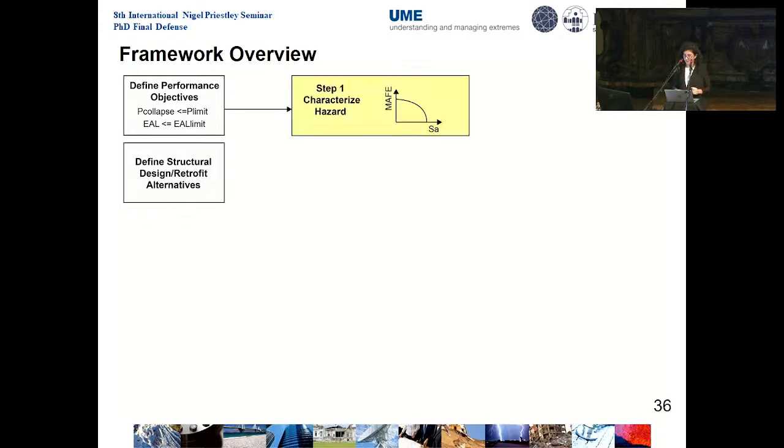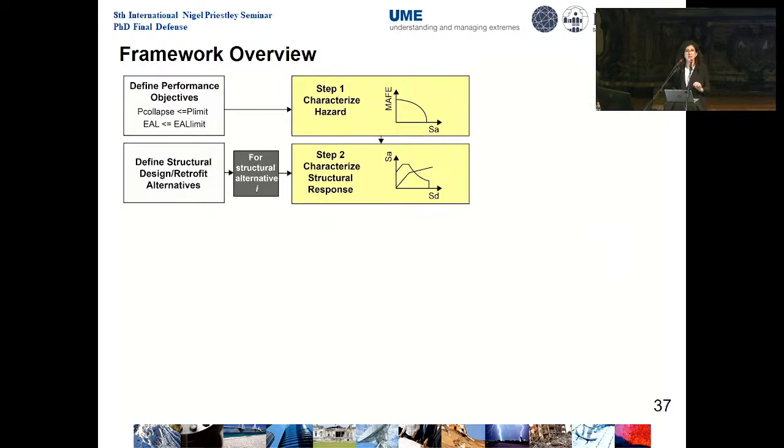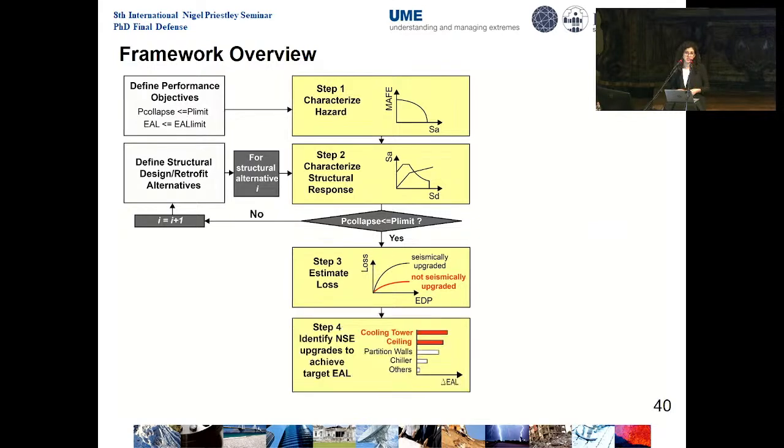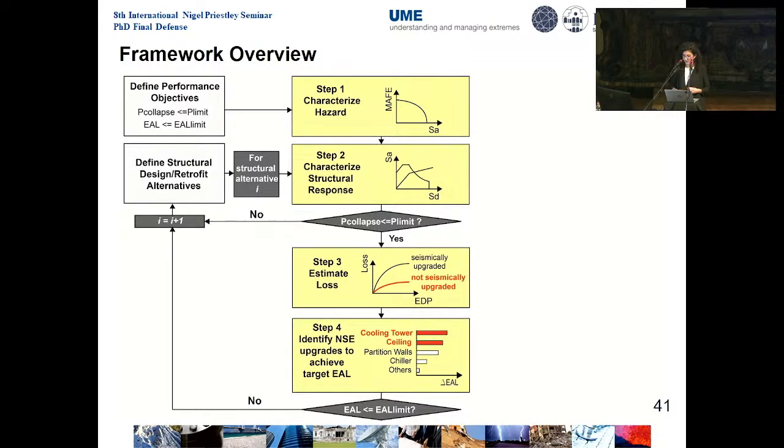So after we define this initial input, the first step is the hazard analysis. Then we can run the structural analysis for each structural design alternative. We can already perform the first check on the probability of collapse. If the probability of collapse does not satisfy the performance objective, then we have to modify our structural design. On the other hand, if it satisfies the performance objective, we can move to the third step, which is the loss estimation step, and we can apply our framework to identify which non-structural elements need to be upgraded in order to achieve the expected loss performance objective.